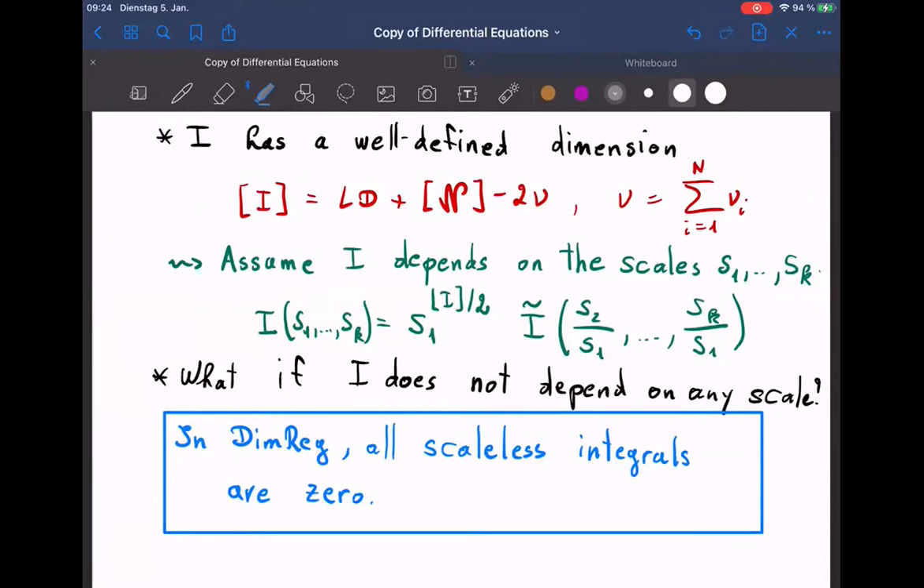You can think of it as follows. Imagine you have an integral that does not depend on any energy scale, so not on S1 to Sk, not even on S1. Well, I could say, maybe I can give a mass to propagators, for example. This would be some S1. So then it would be S1 to some power times a constant. And now I send the mass back to 0, and I get 0. That's the idea behind it.